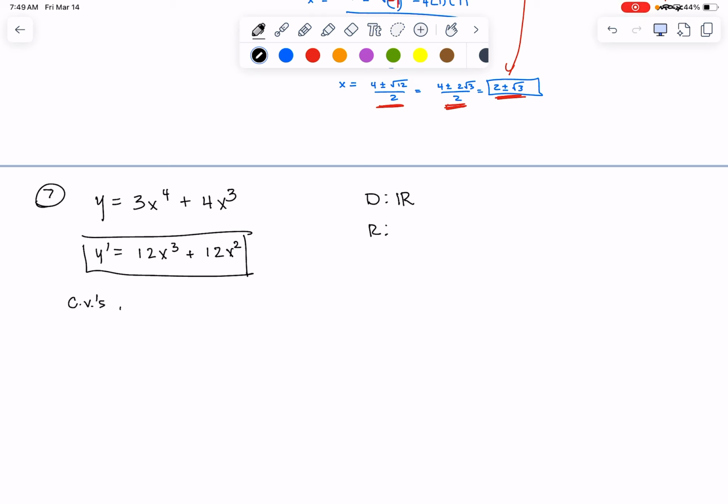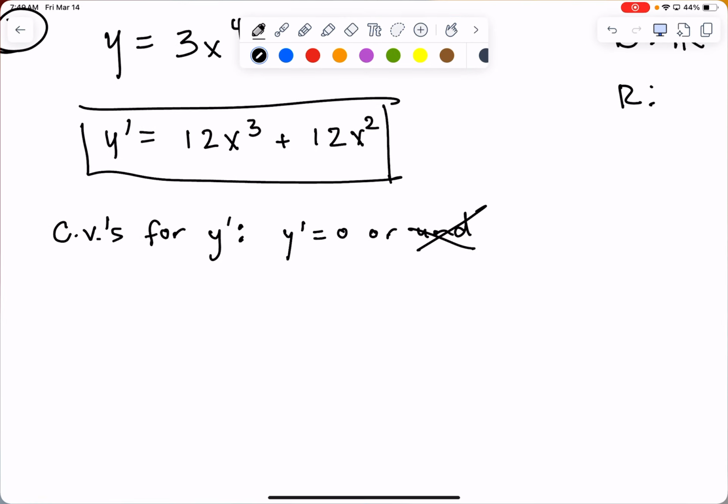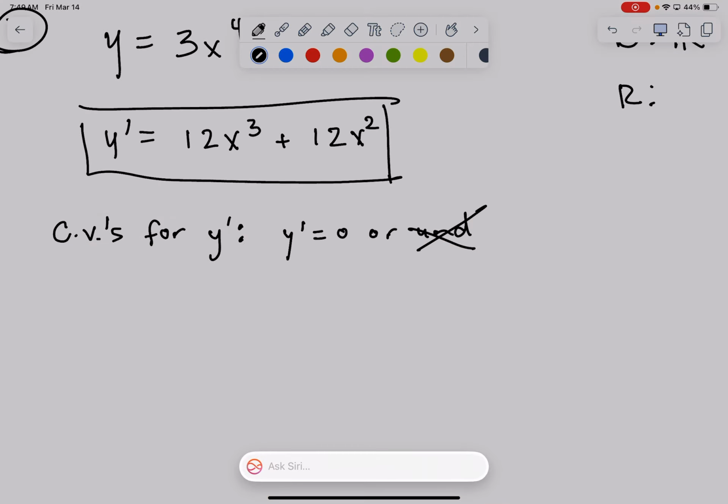CVs for y prime is where y prime equals 0 or undefined. Again, on these polynomials, we never have to worry about undefined, do we? Because that's differentiable. The reason we're not getting undefined is because polynomials are all not just continuous, they're differentiable. Now I'm going to set the derivative equal to 0.